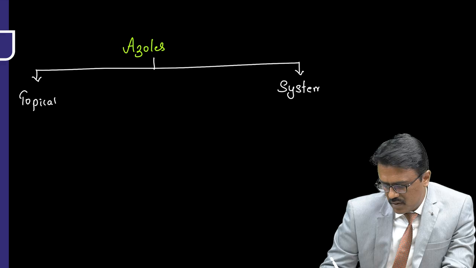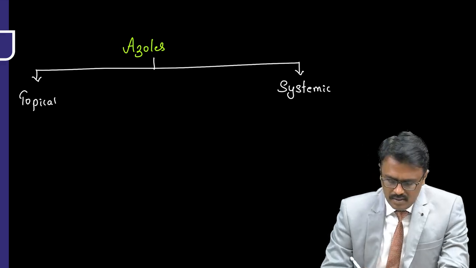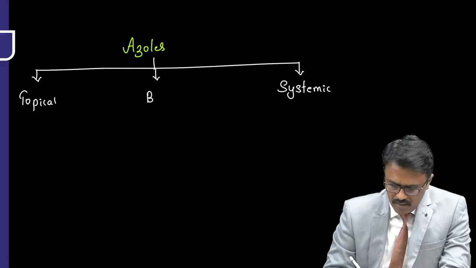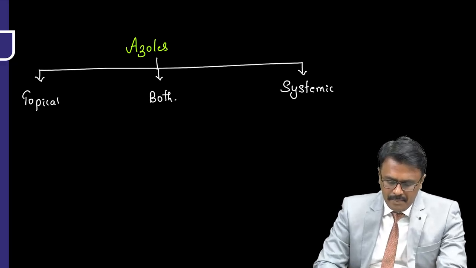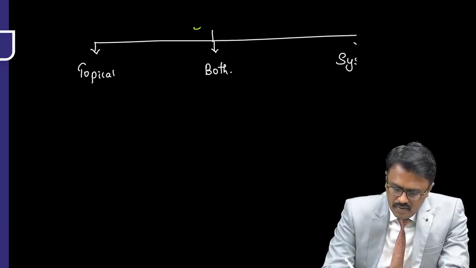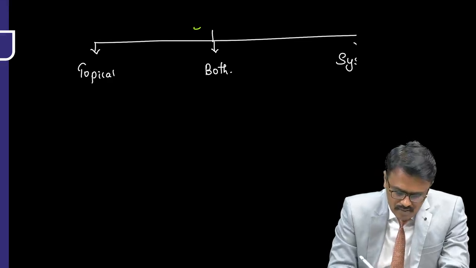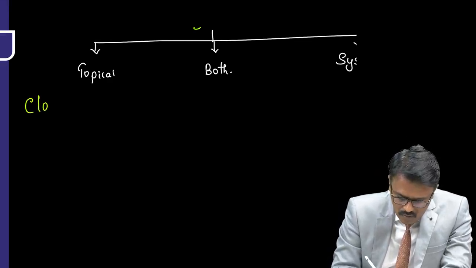So the ones which are given topical, the ones which are given systemic, and the one which is given both topical as well as systemic. So let me do it like this. Now what is the topically used azole group of drug? The name is called clotrimazole.